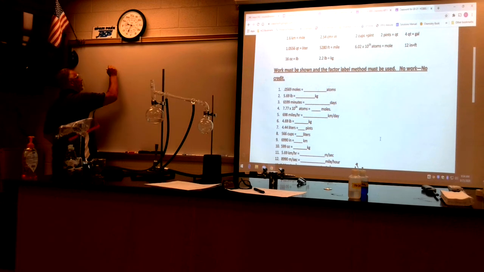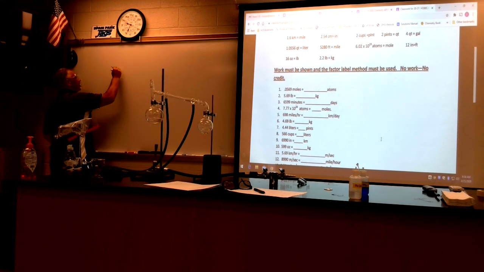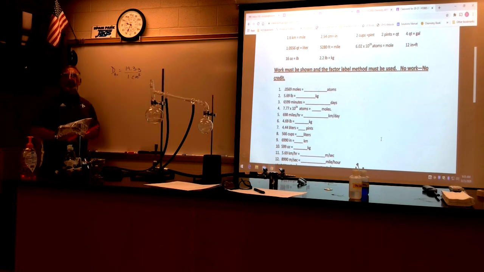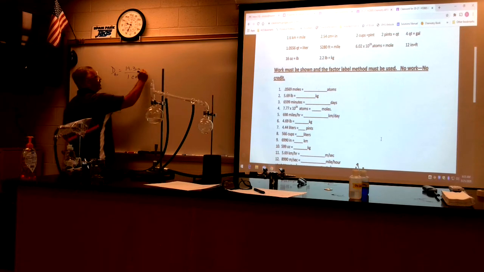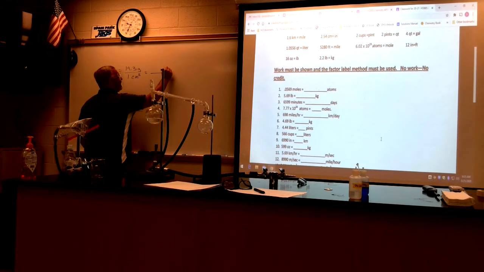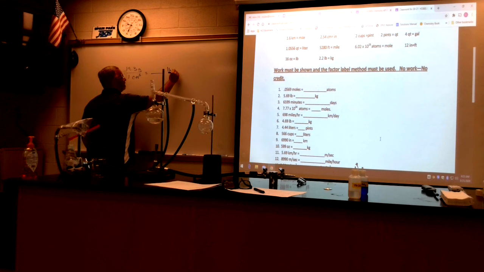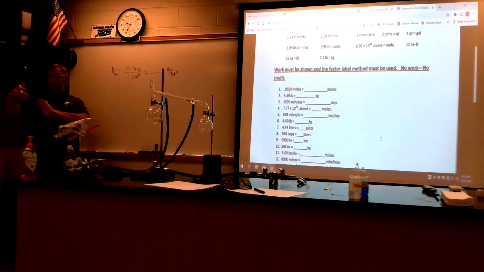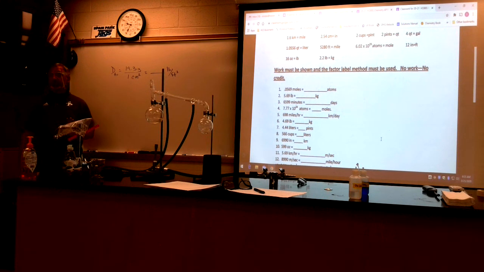But the density of gold is equal to 19.3 grams for every 1 cubic centimeter. Okay? So a cubic centimeter, a little tiny box of gold, is going to weigh 19.3 grams. I want to know how many pounds per cubic foot that's going to be. So if I have a foot by foot by foot block of gold, how much is it going to weigh?